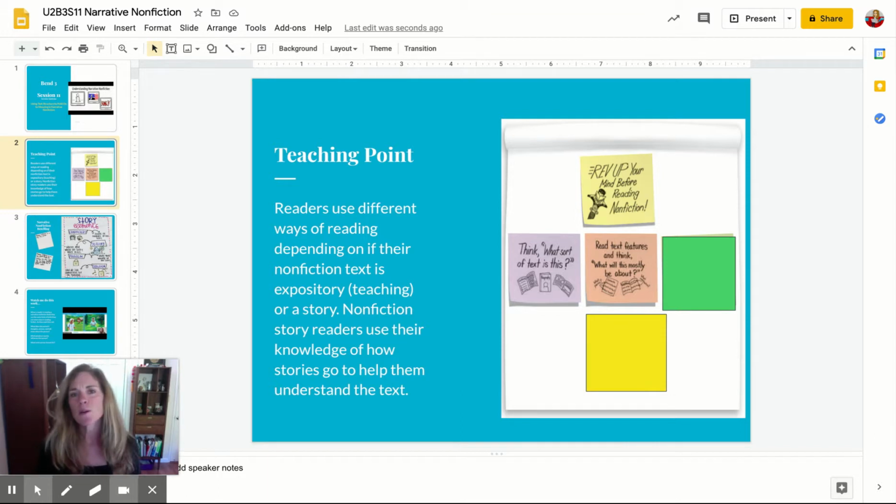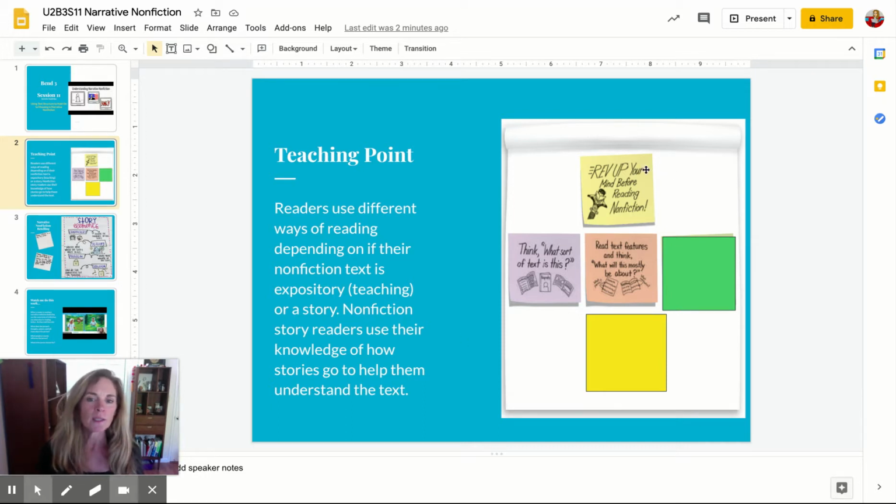So now that you know what that kind of book is, and I bet you've read some of those books, I want to teach you that readers use different ways of reading depending on if their nonfiction text is a teaching kind of text or a story. So nonfiction story readers use their knowledge of how stories go. We talked about the story mountain, right? To help them understand the text.